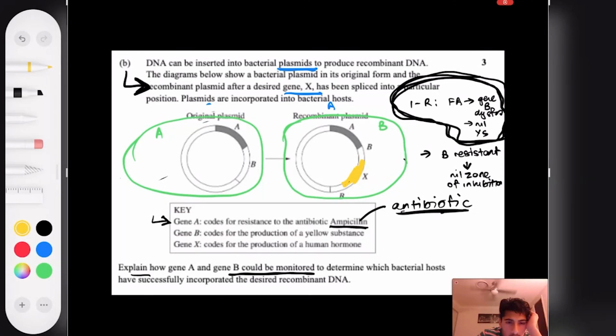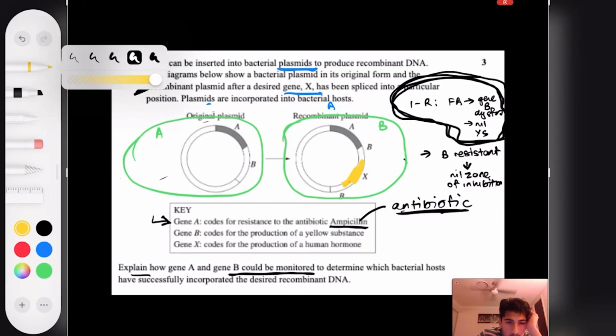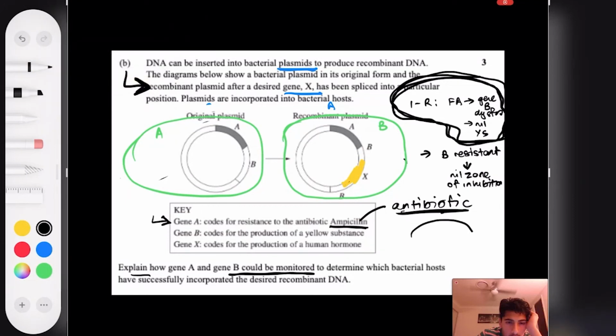Let's start over. If I say a bacteria makes a yellow powder, how do you confirm that the bacteria does make a yellow powder? What would you do? If you see a yellow powder, where? That's what I'm asking specifically. On a petri dish. Agar plate.